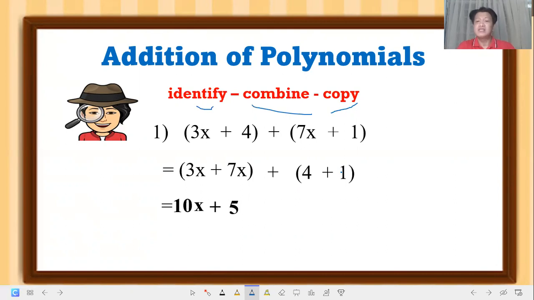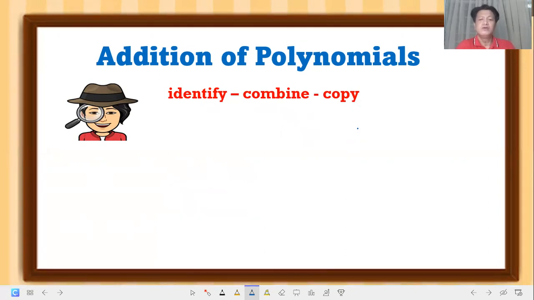That is not the final answer. Ang tanong, di ba, pwede ba natin i-add yung 10x plus 5? Hindi po, kasi nga meron pong literal coefficient yung 10, si 5 ay wala. Constant term kasi siya. So, meaning to say, that is now the final answer of this given polynomial. Okay, let's have number 2.